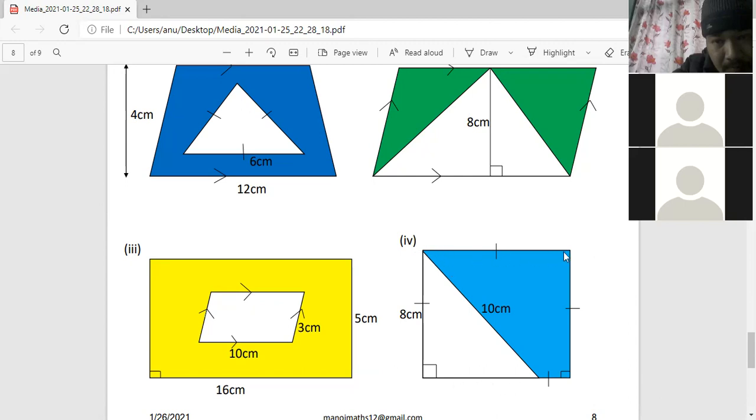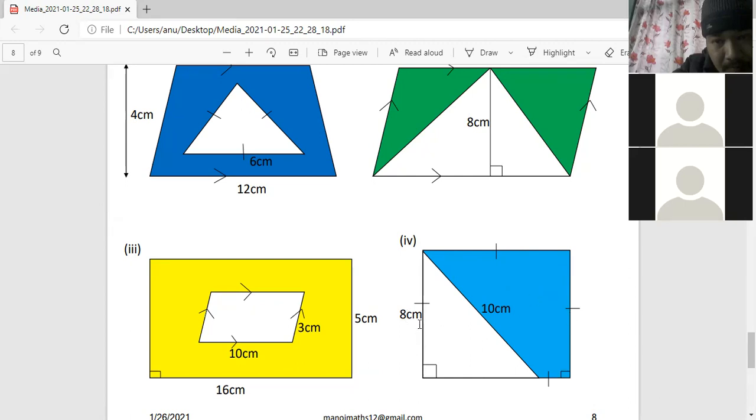Now the bigger one is what? The bigger one is the square. Area of the square is what? Area of the square is L square. L square means 8 centimeter square. The length of the square is 8 centimeter, so it will be 8 centimeter square.